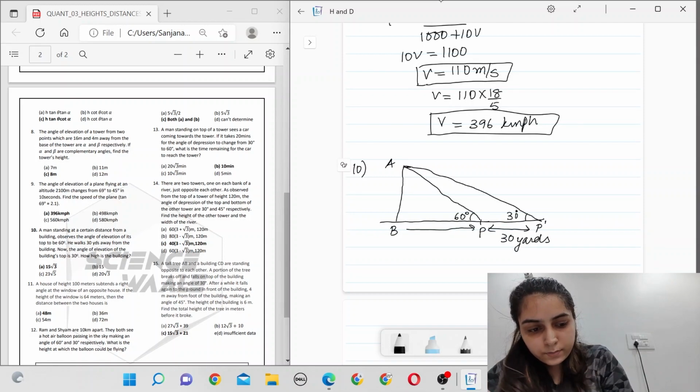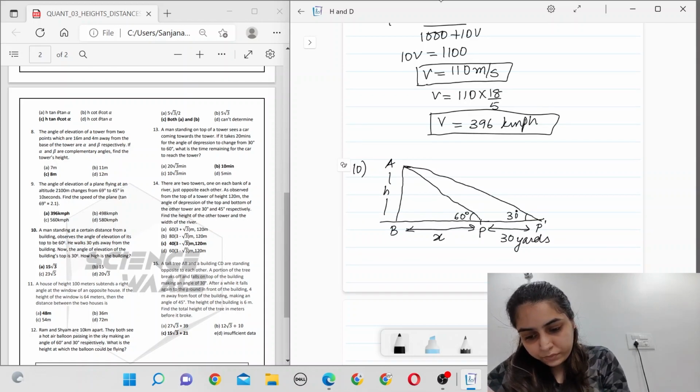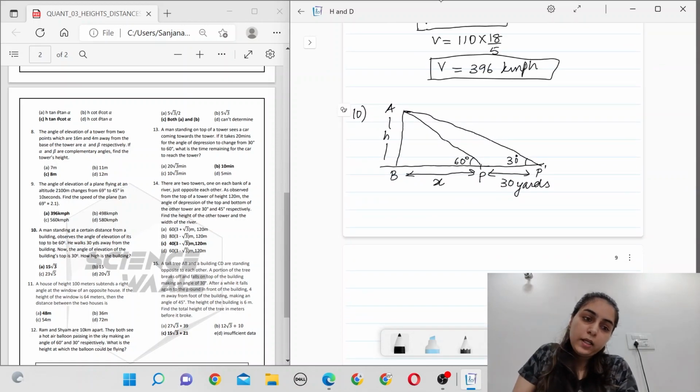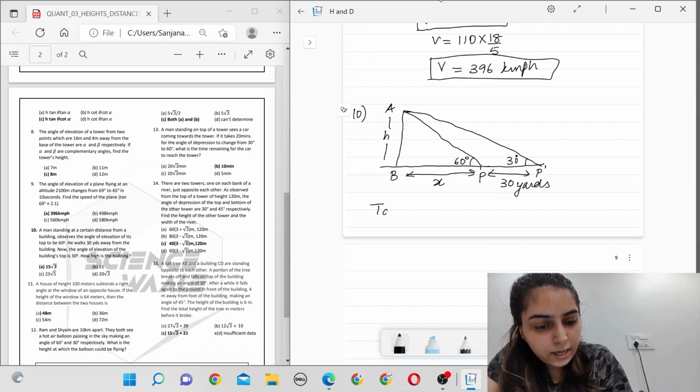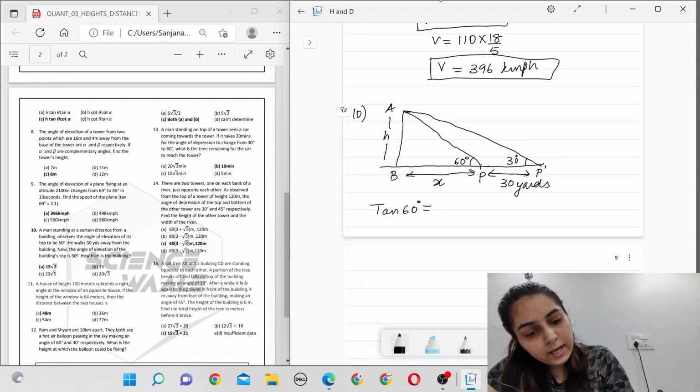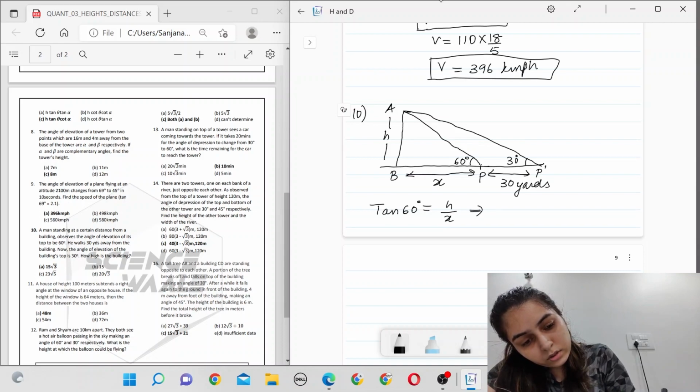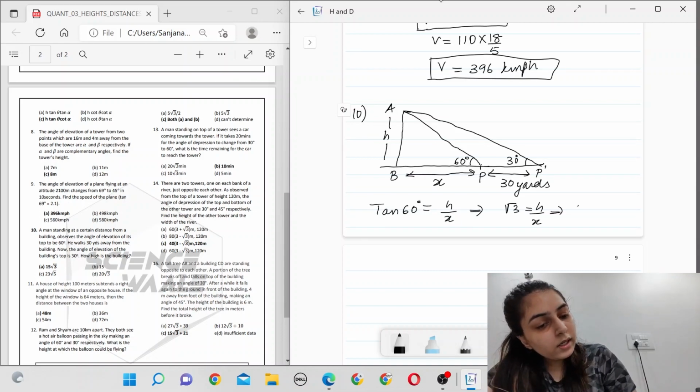Let this distance be x and the height of the building be h. They have asked us how high is the building. So they are asking us the height of the building. So let's just consider tan 60. So it will be opposite by adjacent side. So h by x. So root 3 is equal to h by x. h is equal to root 3 x.